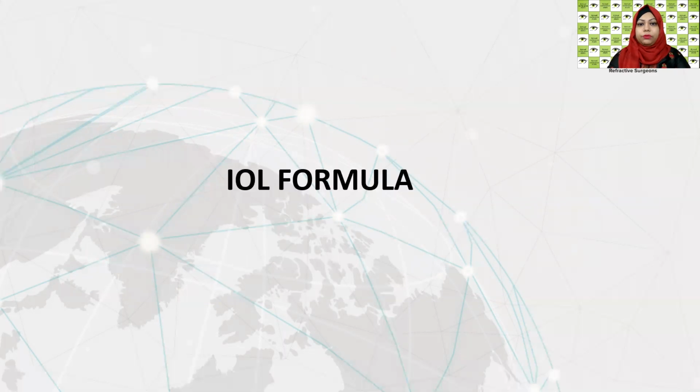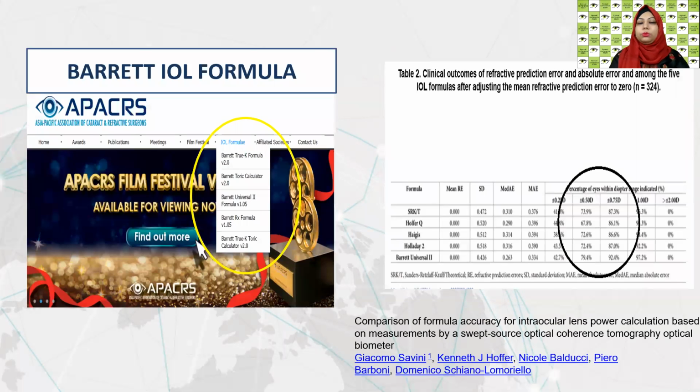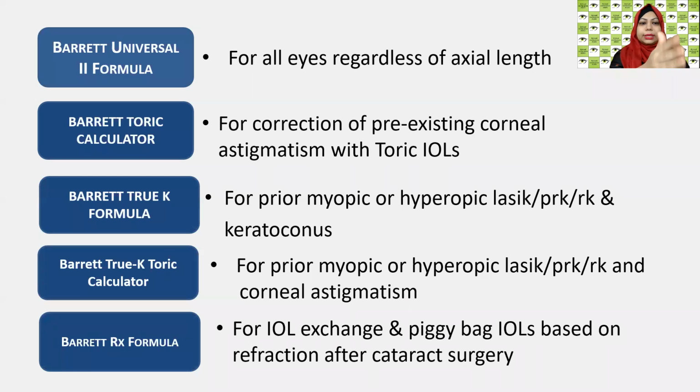Now let's move on to the IOL formula. I'll just be talking about one formula today, the Barrett IOL formula. Why? Because again, I'm just showing you a study. This shows that the newer formulae are giving more consistent results. And specifically why I'm talking about the Barrett IOL formula: this is the formula that is available in the IOLMaster 700, but more important than that, suppose I don't have an IOLMaster 700, will I not use Barrett? Yes, definitely we can use Barrett because this formula is available online free of cost on the ASCRS or APACRS website. I'll just show that there are five formulas.